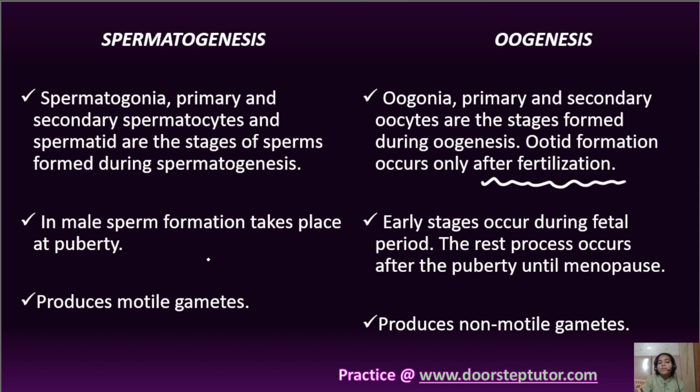After this, in male, we know that sperm formation takes place at the time of puberty, while in case of oogenesis, here the eggs are already present in the fetal stage.